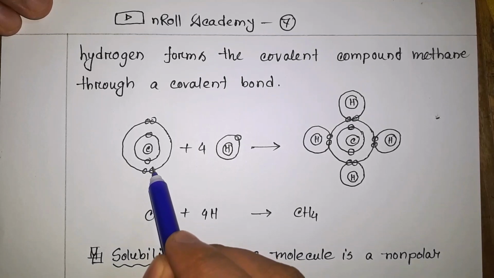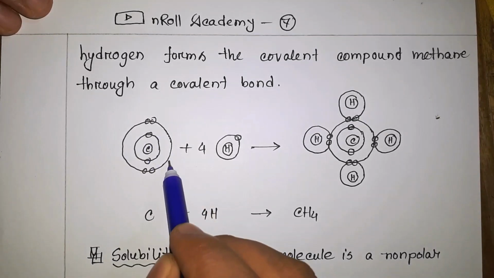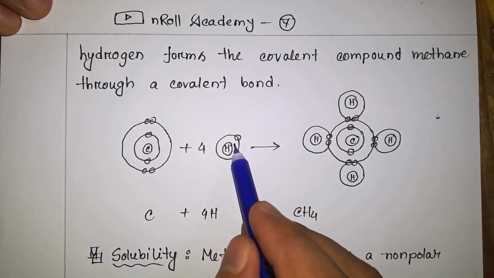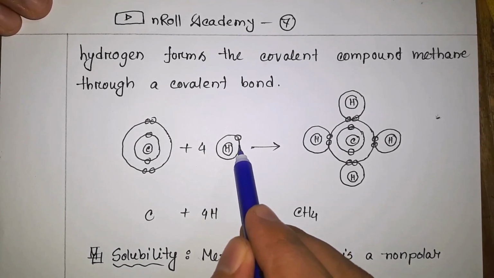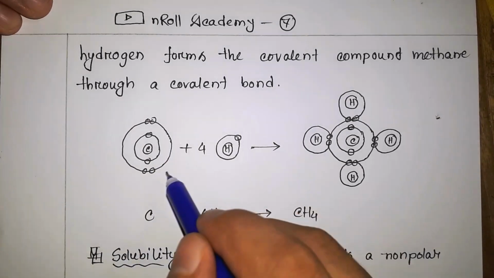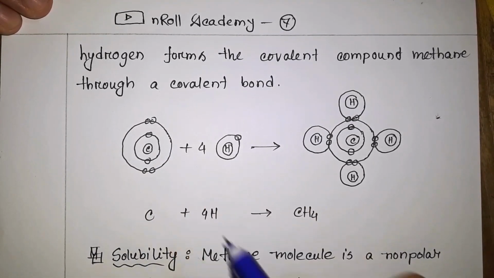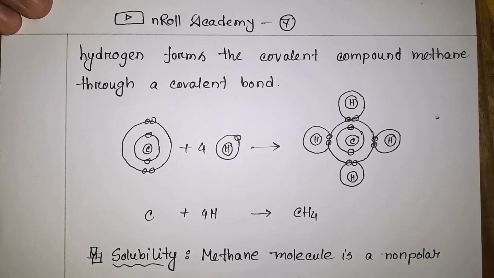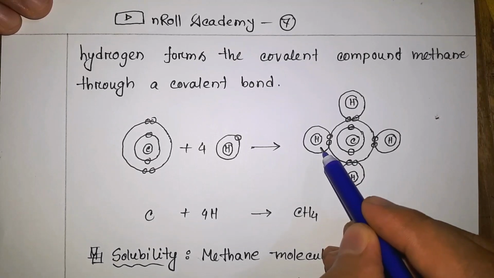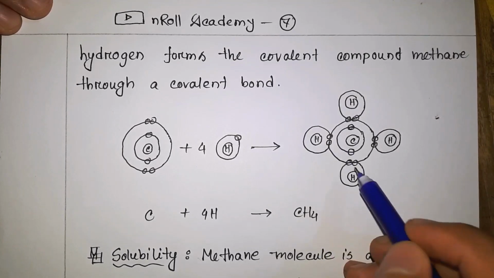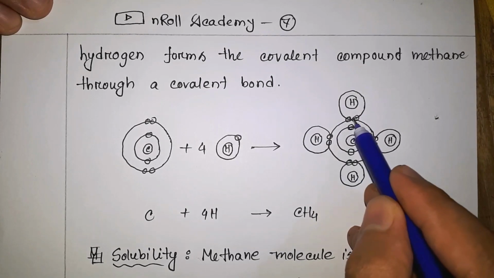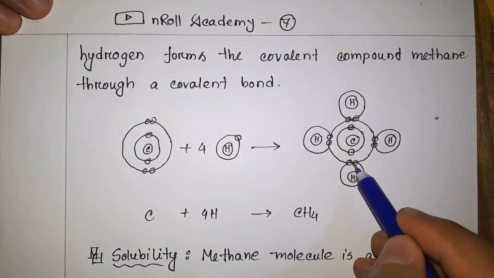Look at the picture. Carbon has 4 electrons in its last energy level and hydrogen has only 1 electron in its last energy level. Hydrogen needs 1 more electron and carbon needs 4 more electrons to follow the octet rule. In this situation, hydrogen and carbon share their electrons with each other to form a bond. The bond is called a covalent bond. Here hydrogen fulfilled its duet and carbon fulfilled its octet. 1, 2, 3, 4, 5, 6, 7, 8 and hydrogen 1, 2.